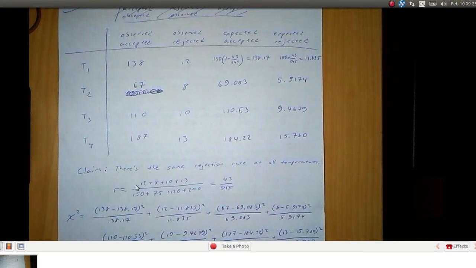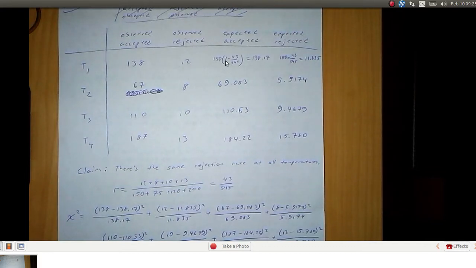is given by, well, one estimate for that rate is given by the sum of the rejected cups divided by the sum of the produced cups. And this is 43 divided by 545. And we will use this rate along with the total number of cups produced at each temperature to get our expected values. So here it is written out for temperature 1.